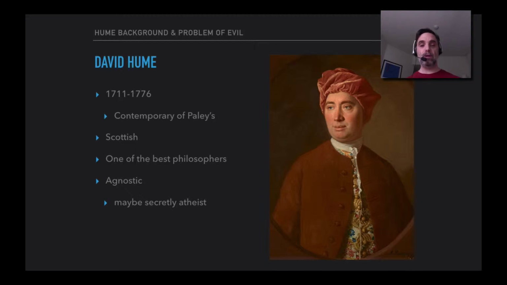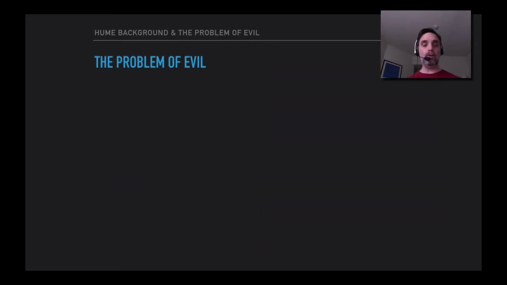So we're going to be reading a selection from his Dialogues Concerning Natural Religion, and we're reading a section that's fairly far into the dialogues, so we need a little bit of context in order to understand what's going on at that point in the dialogues. So Hume is concerned, among other things, with the problem of evil. The problem of evil is a variety of arguments that attempt to show that God does not exist.